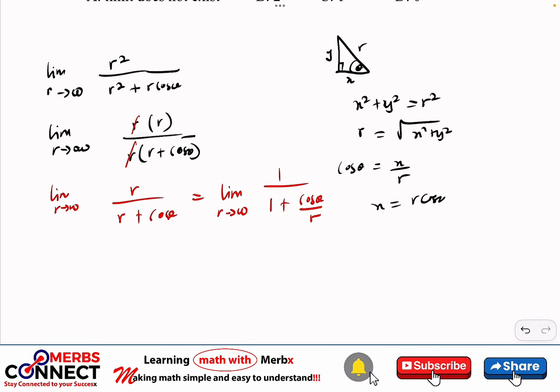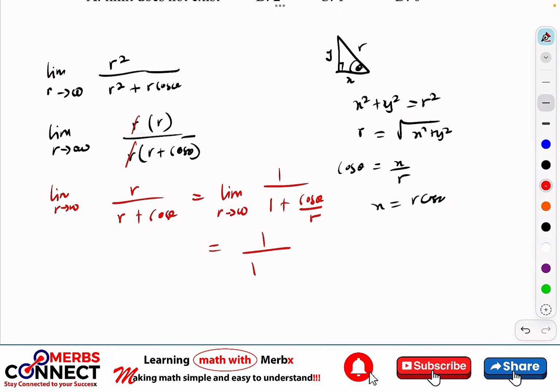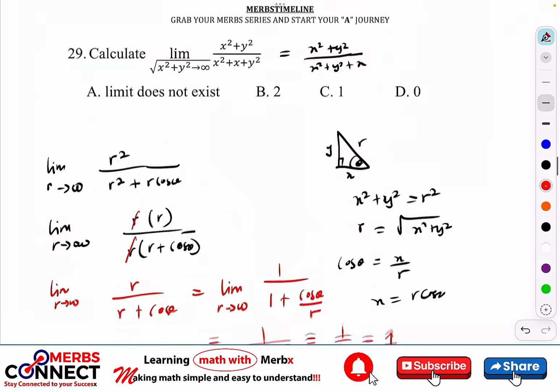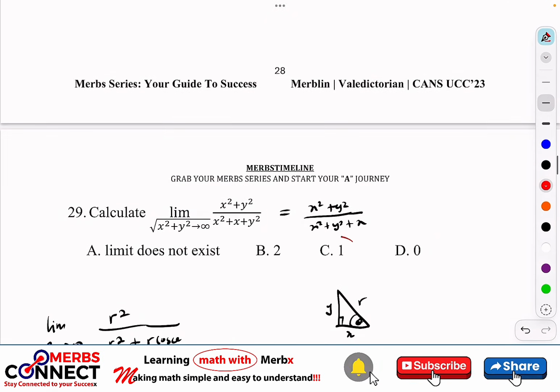Great. Now here, if we fix theta and r is approaching infinity, we are going to have a small number divided by a very big number. So this is going to be 1 divided by 1 plus 0, because a small number divided by a big number is going to be 0, right? And this is going to give us 1 over 1, which is equal to 1. So we are going to have this one right here.